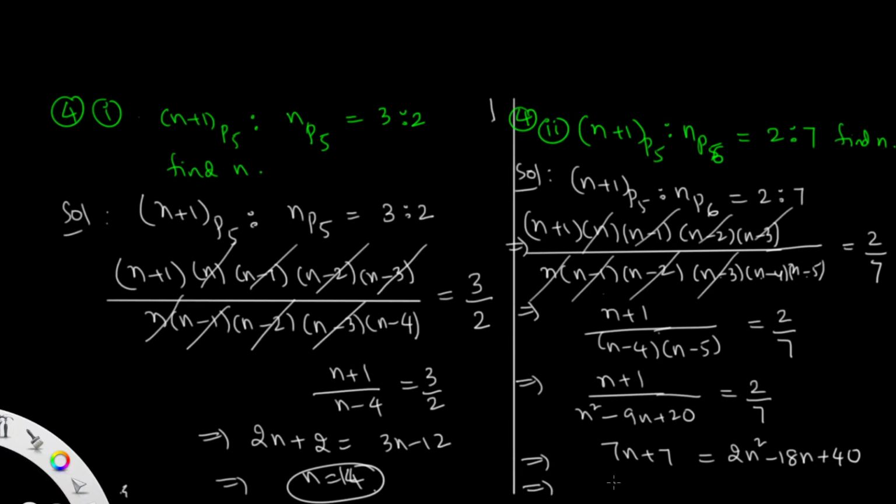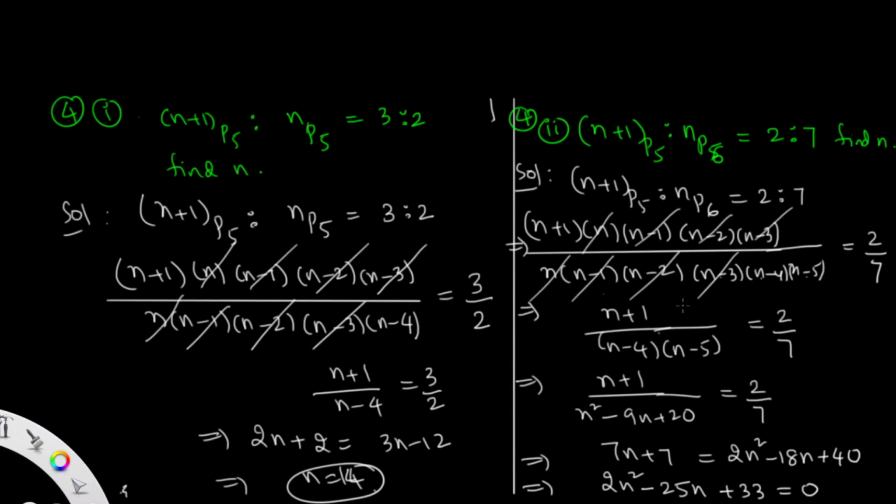So in this we can write the simplification: 2n square minus 25n plus 33 equal to 0. Minus 25 plus 7. By the quadratic equation, what are the factors for this? We can solve for n, that's all.